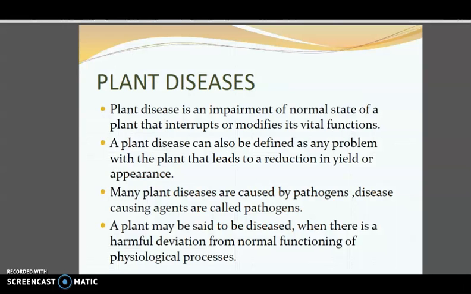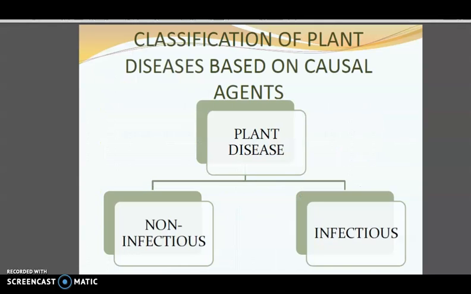Plant disease is an impairment of the normal state of a plant that interrupts or modifies its vital functions. It also leads to a reduction in yield and affects its appearance. Many plant diseases are caused by pathogens, and a plant may be said to be diseased when there is a harmful deviation from normal functioning of the physiological processes. The classification of plant diseases based on causal agents has been shown here.